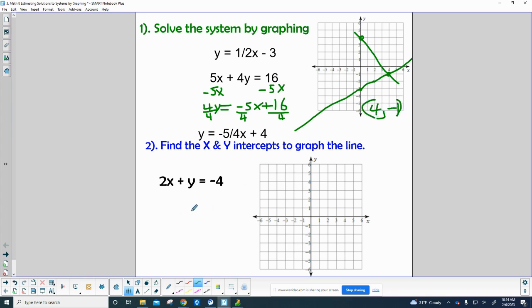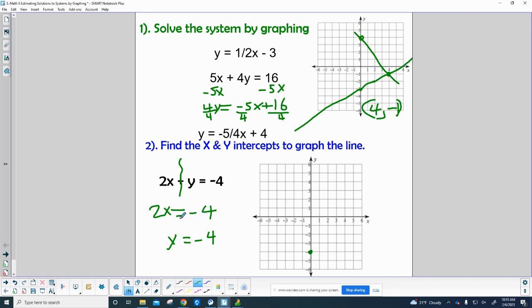All right, on this next one, we're asked to find the x and y intercepts. So to do that, we basically break it into two different equations and set the x part equal to -4 and the y part equal to -4. And so right off the bat, we can see that y equals -4. So the y-intercept is -4.